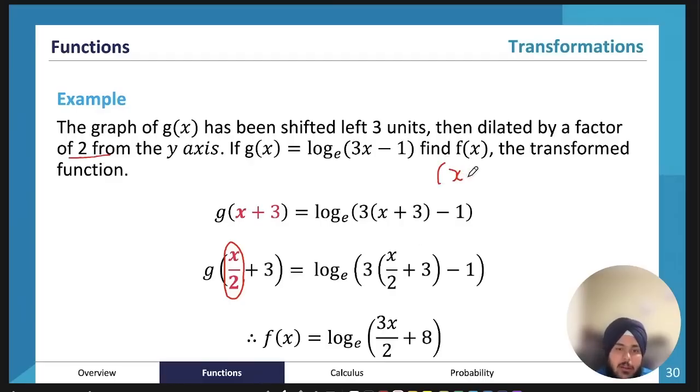So x, comma, y have transformed. So what is my first? First I'm moving 3 units left. So it would just be x minus 3. And then dilation of a factor of 2 from the y-axis. So after this, it would be, oh, just give me a second. It would be 2, y, sorry, why am I doing y? 2 times x minus 3.